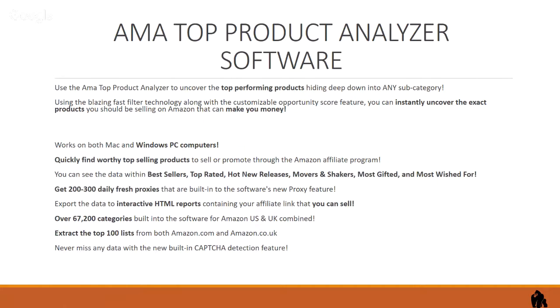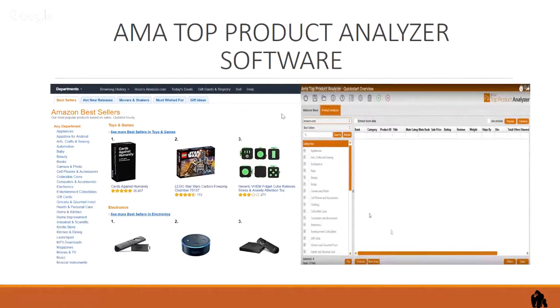Now this software does work on Windows. It also works on Mac. I'm running Windows, so you'll see the Windows interface, but it does work on both. So if you've got a Mac, there's no problems there. It actually analyzes the top 100 items in any subcategory. All right, and again, we can have a look at that. And there's a ton of new features in there over the Amasuite 4 software.